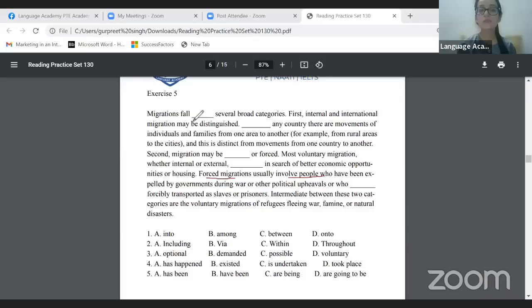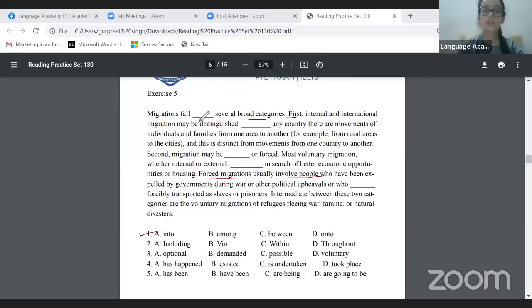Migrations fall dash several broad categories. So whenever we say something is divided or something falls, we always say into categories. So with the noun categories, we always use the preposition into. Three categories, four categories, many categories always come with into. First, internal and international migration may be distinguished.